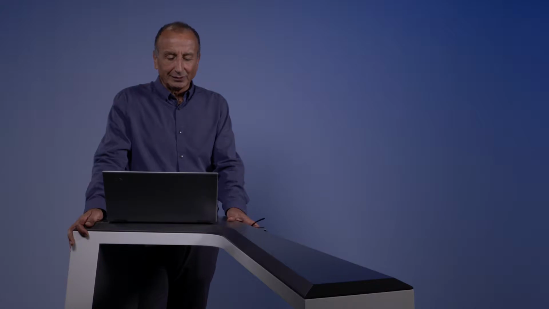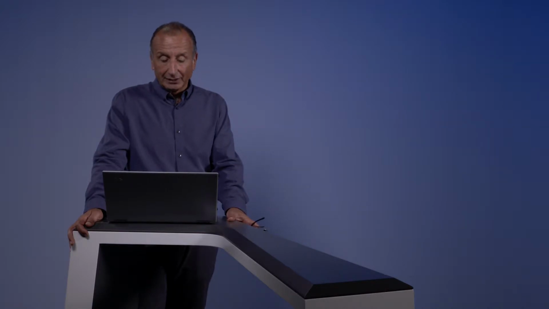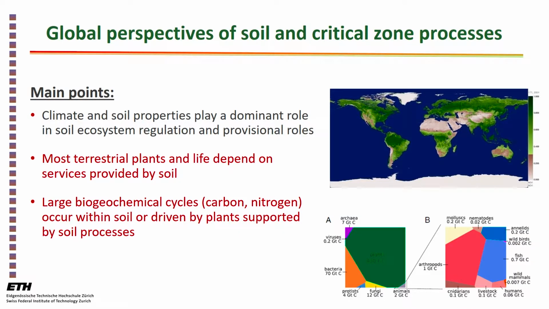It may sound trivial, but most terrestrial plants and life depend on services provided by soils. So let's place this a bit in context. You see here in the image on the right the map of the greenness of the planet, that is, vegetation that is supported by soil. A recent paper from last month, May 2018, estimated that about 85% of the global biomass stocks is associated with forests, with plants, and all of them, as you know, grow on soil.